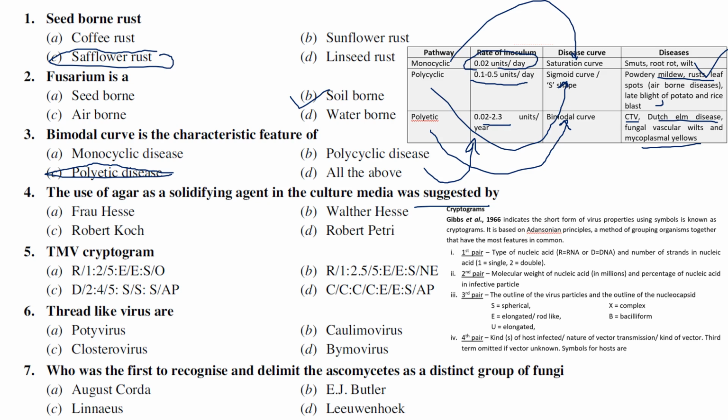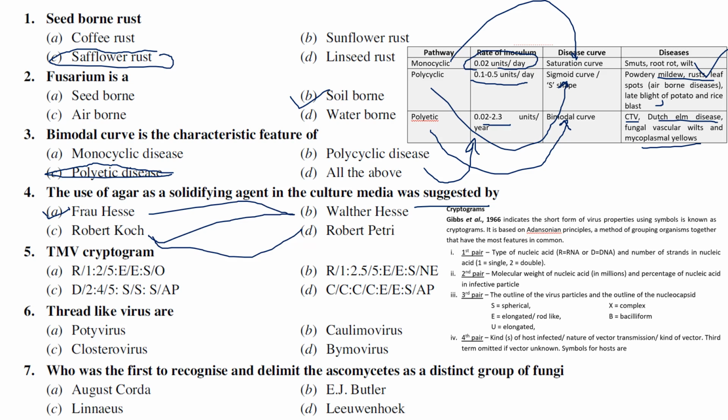The next one is, the use of agar as a solidifying agent in culture media was suggested by Fanny Hesse, Walter Hesse, Robert Koch, or Robert Petri. So the use of agar in the culture media was first suggested by Fanny Hesse. She is the wife of Walter Hesse. This Walter Hesse is an assistant of Robert Koch. This Robert Petri is also an assistant of Robert Koch.